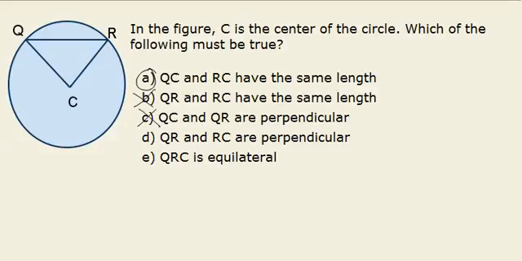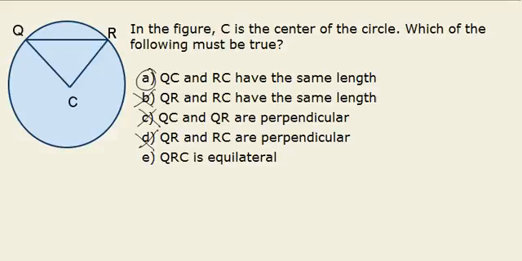Next, D says QR and RC are perpendicular. So QR and RC. Same thing, except I'm going to solve it differently. The angle here is not 90 degrees, which would make a perpendicular line when they intersect. So therefore, QR and RC are not perpendicular.